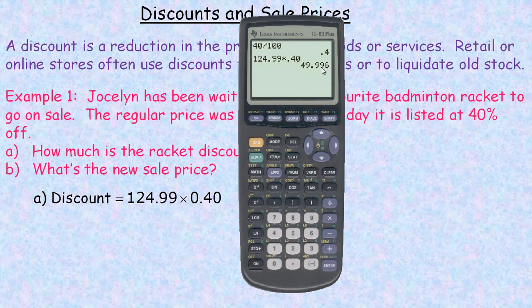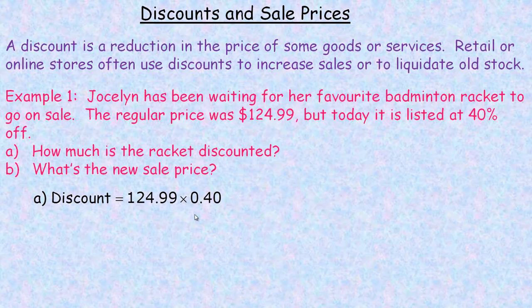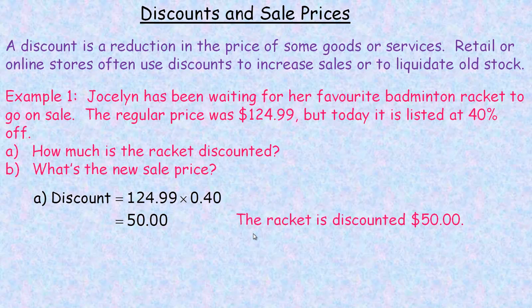Now remember, this is money. We want to round to two decimal places, so that 6 is a 5 or bigger, so it makes the 99 cents round up to $1, and this would round to $50 even. So the racket is discounted $50.